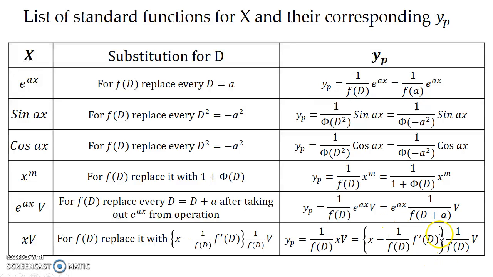Now this is very important: there is an order in which this operator operates on v. You operate 1 upon fd on v first, and then whatever answer you get, you multiply this answer into the bracket, so you get x into the answer minus this particular term into the answer. Then you operate f dash of d on the answer, you will get one more answer, and then you again operate 1 upon fd on that answer. Finally you will get the answer, and that is going to be yp.